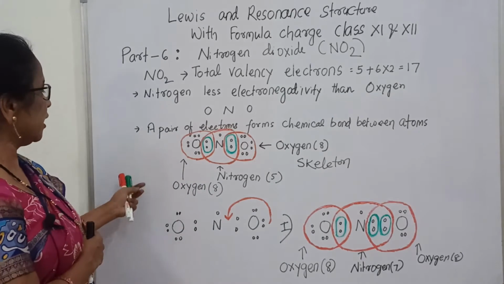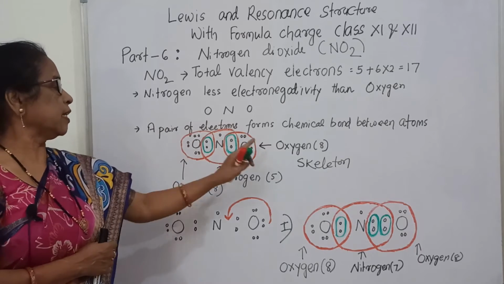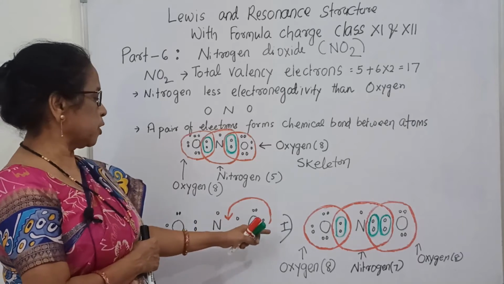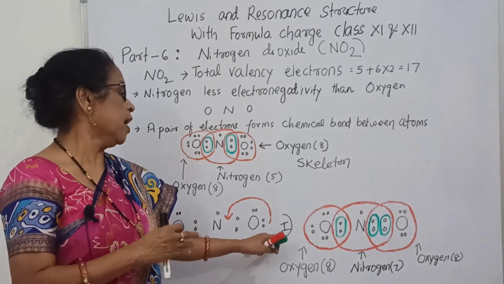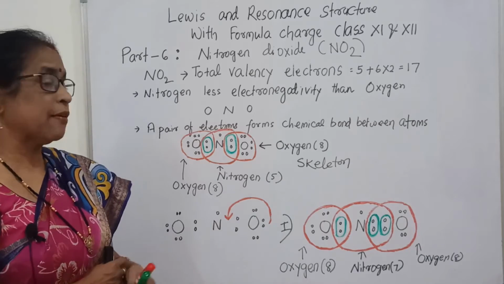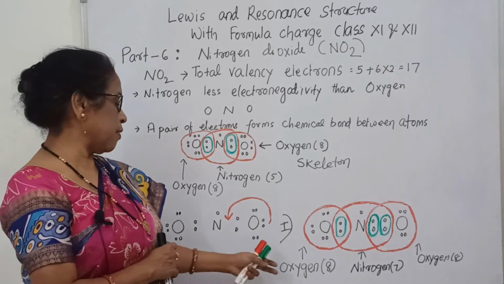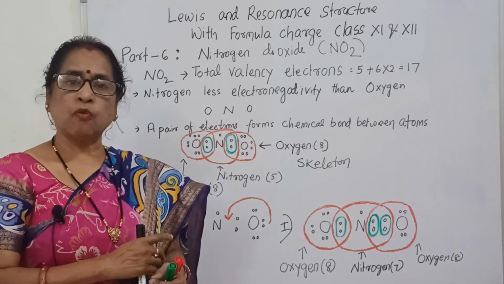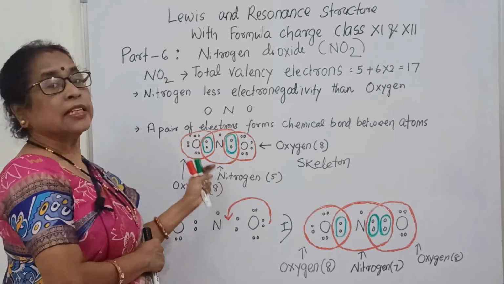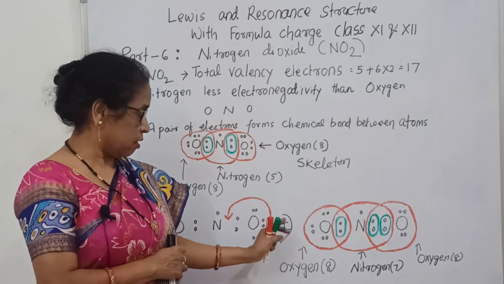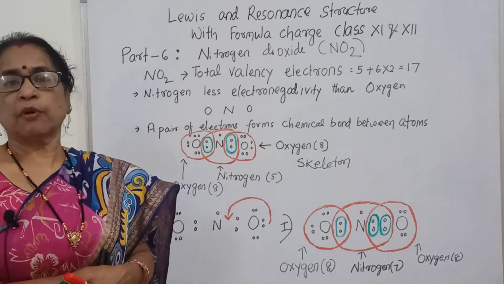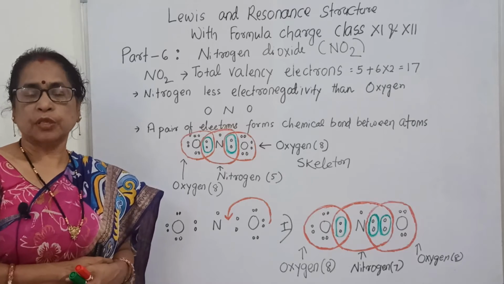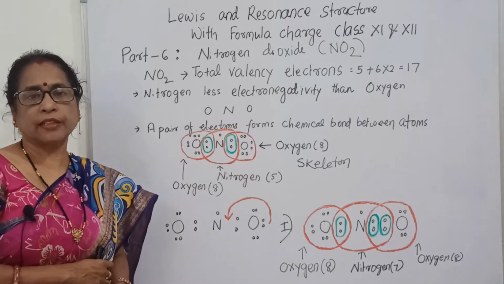Okay, we will see. Again see here, oxygen is satisfied by 8 and this oxygen is satisfied by 8, but nitrogen has only 5. Similarly, when you come to the proper Lewis structure 1, here only nitrogen has 7 electrons and oxygen has 8, and that oxygen also has 8. Now nitrogen 7 means 1 less than 8, whereas here it is 3 less than 8, but in Lewis structure 1 it is 1 less than 8.